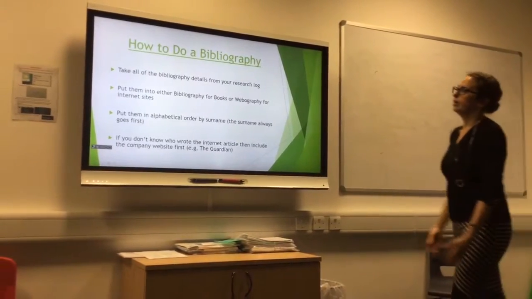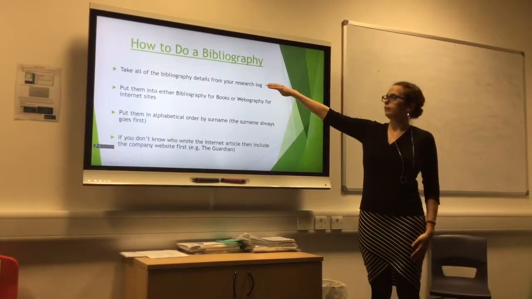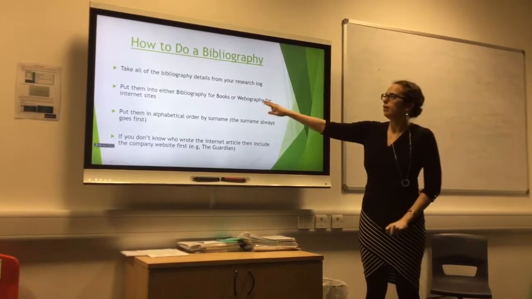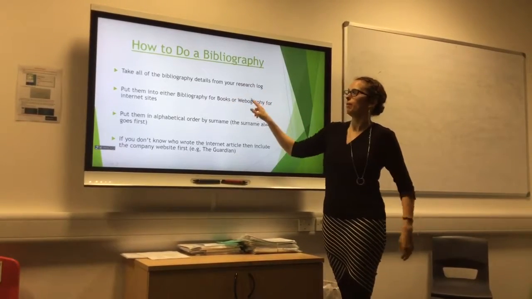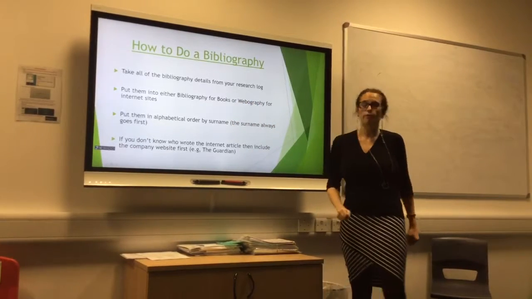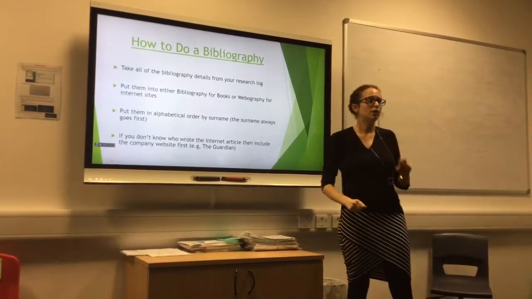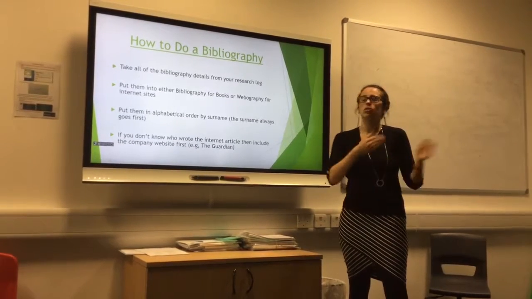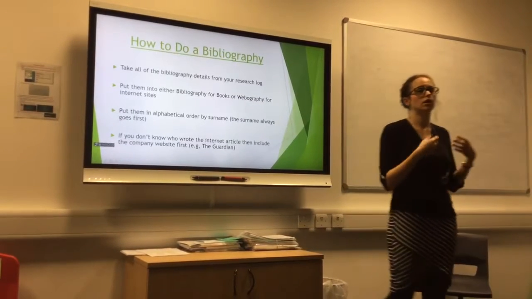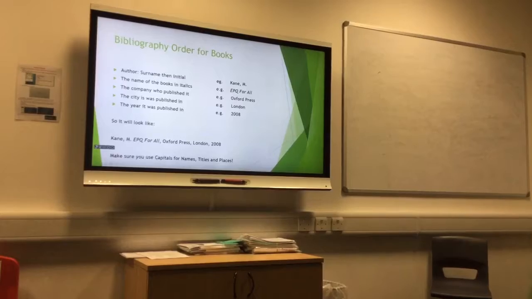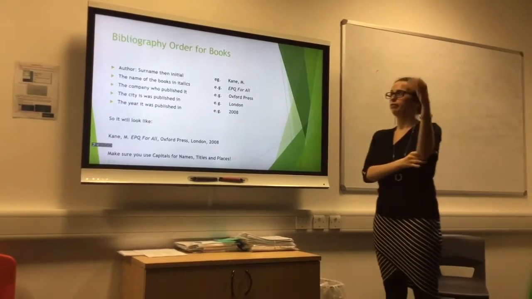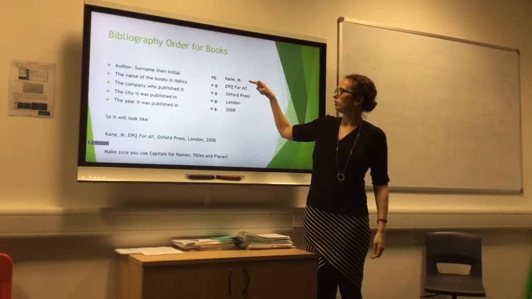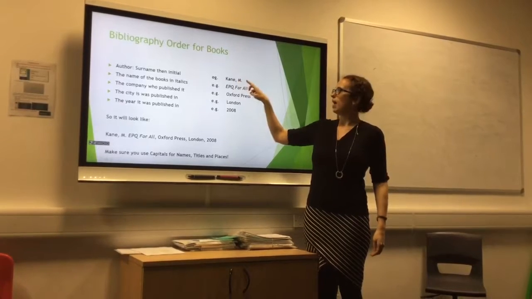So, how to do a bibliography. Take all the bibliography details from your research log. If you've been doing your research log, you should have been writing down exactly where you got the research from. Put them into either the bibliography of books or the webography for internet sites. Put them in alphabetical order by the surname. The surname always goes first. If you don't know who wrote the internet article, then include the company website, so NHS Direct or the Guardian website, stuff like that. Okay, so this is how to write a bibliography entry for books. I've done it step by step. You write the author, the surname and then the initials, so I've given you an example there, Kane, followed by a comma, M, and then a dot.